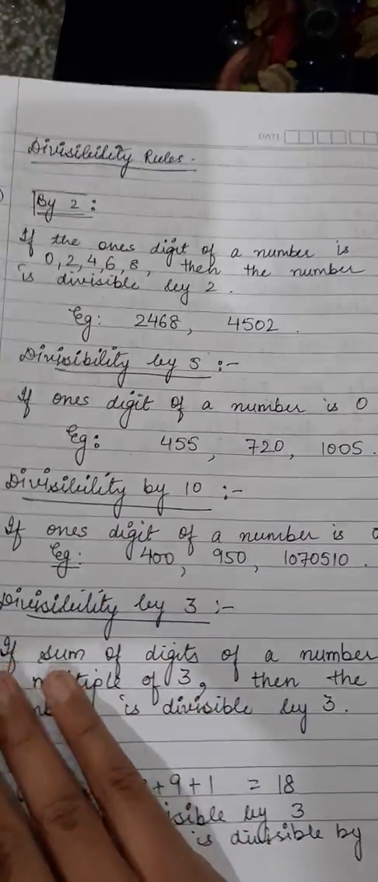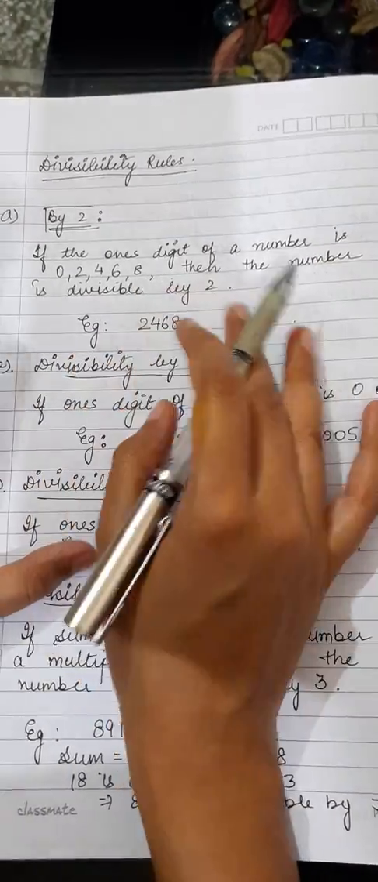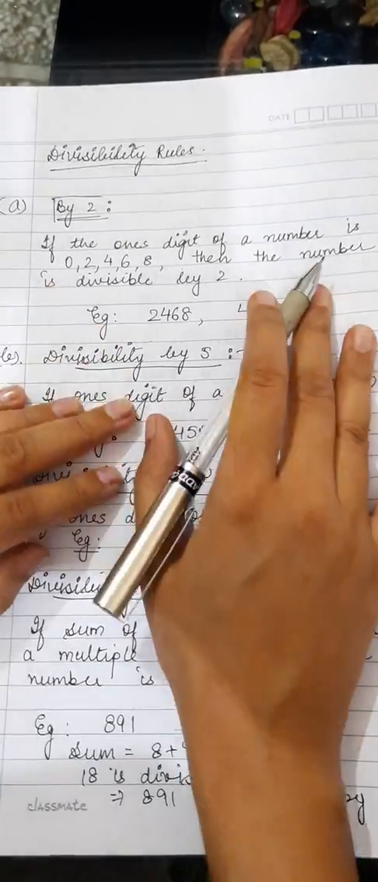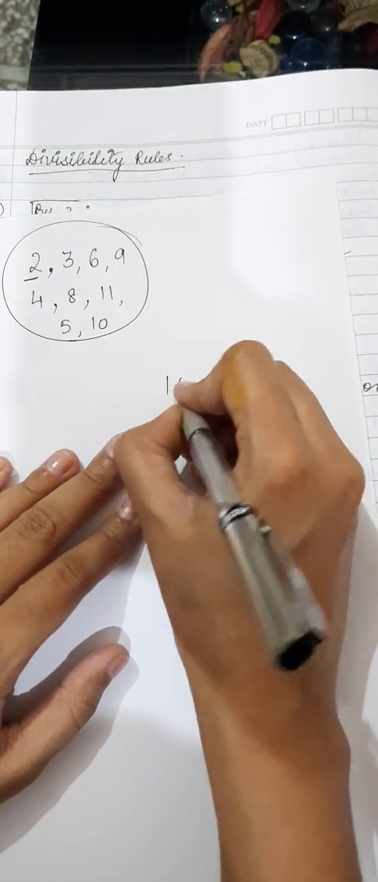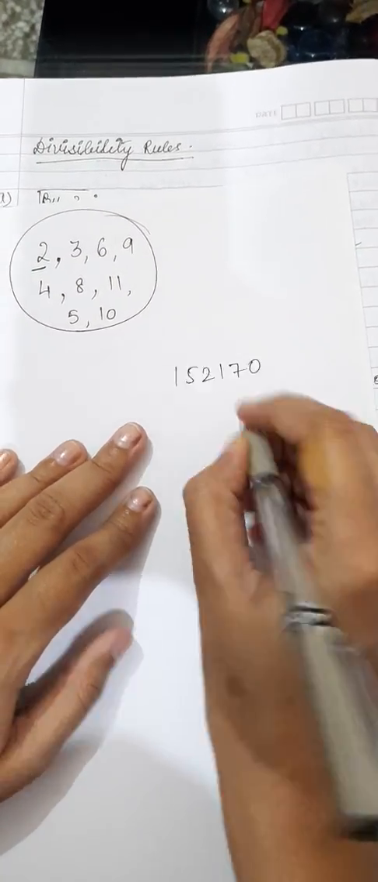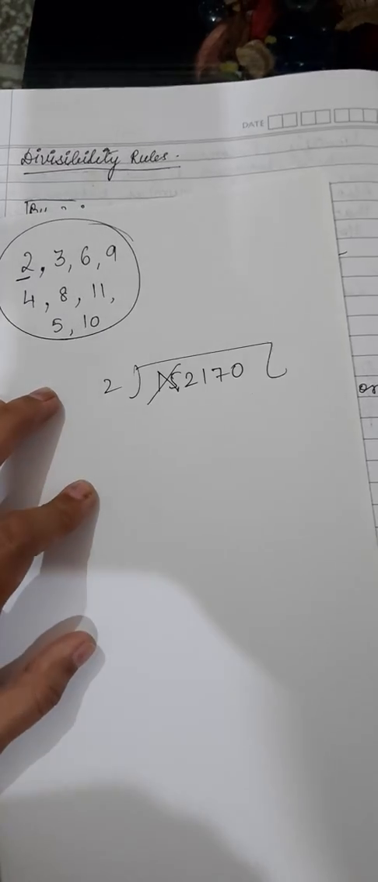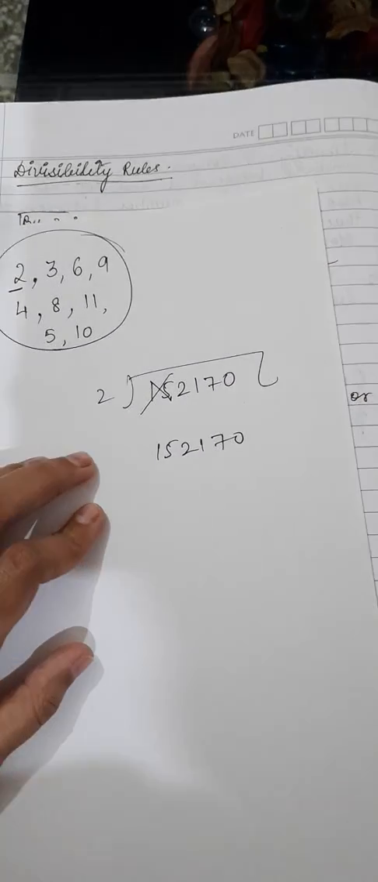You all know that with 2 you just have to see if the ones digit of a number is 0, 2, 4, 6, 8, then the number is divisible by 2. Or in other words, if the number is even, that means the number is divisible by 2. Now what is the meaning of this? Say I have a number, 152170. This much big number is there. I am not going to start dividing it like this. If I know the rule, I will simply get to know 152170 is divisible by 2.